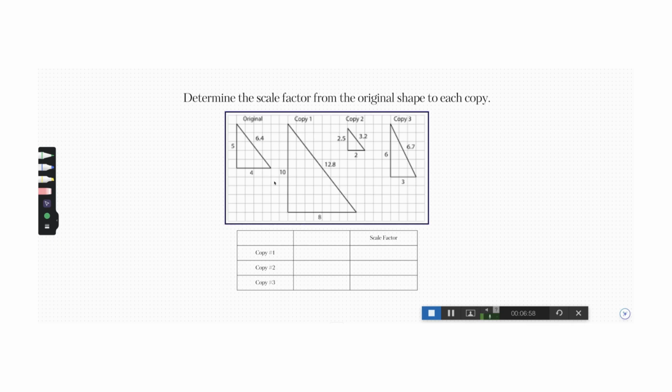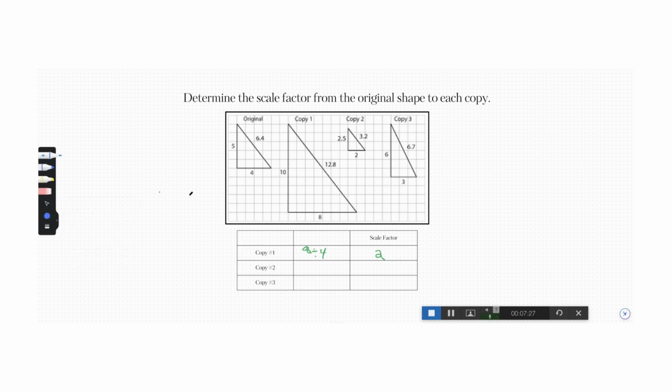So I'm going to match up, let's say, this side with this side, okay? And when I do 8 divided by 4, I get a scale factor of 2. All right, let me erase that real quick. All right, now let's do the second one, okay?